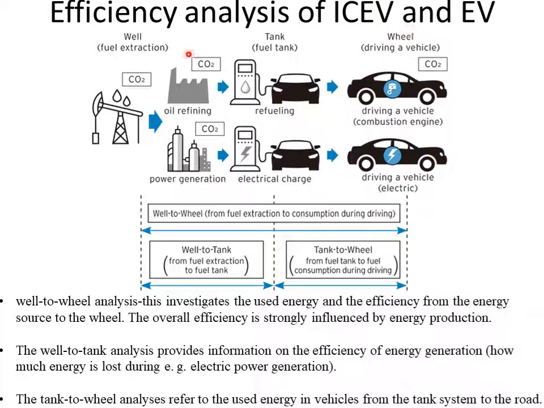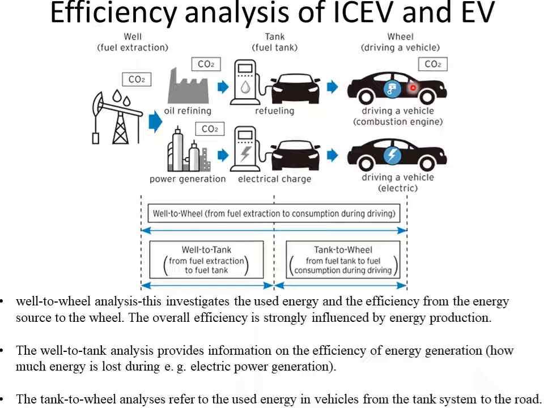We are going to check what the well-to-wheel efficiency is for a conventional vehicle as well as electric vehicles. Well-to-wheel efficiency means that, from the source of the fuel, by the time that energy is used by the vehicle at the wheels, how much is the total efficiency.